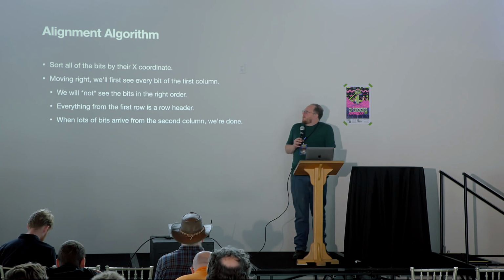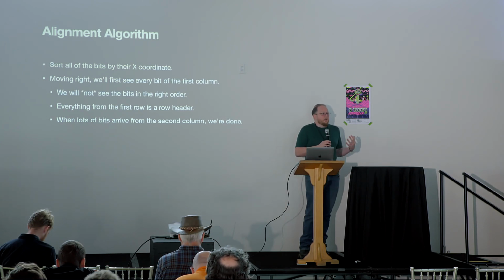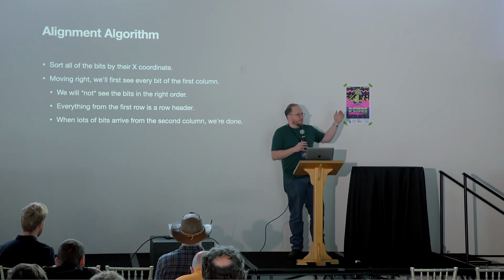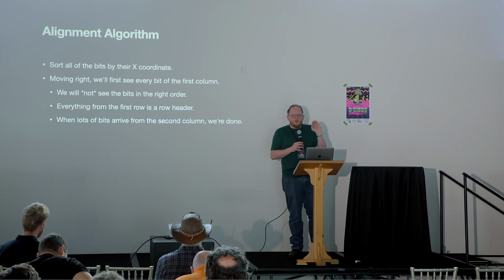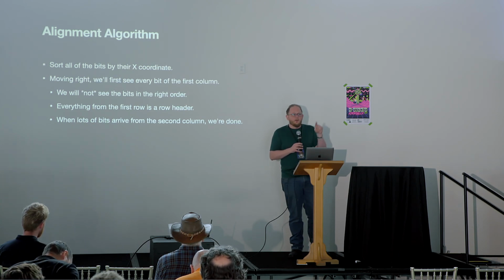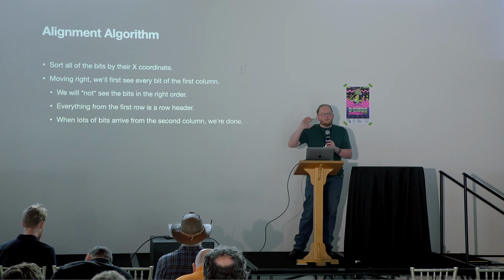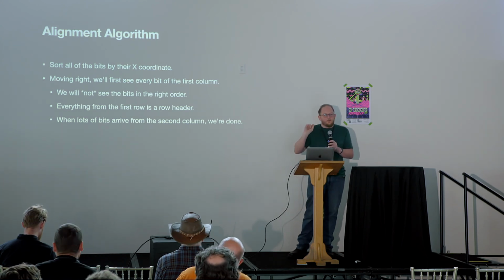It's also necessary to accurately align the bits. In order to do this, I sort all of the bits by their x coordinate. So I'm getting them left to right, and I don't pay any attention to where they are vertically. As I begin moving right, I should see every bit in the first column before I finish seeing all of the bits of the second column. And the only tricky part is figuring out where the border between them is.